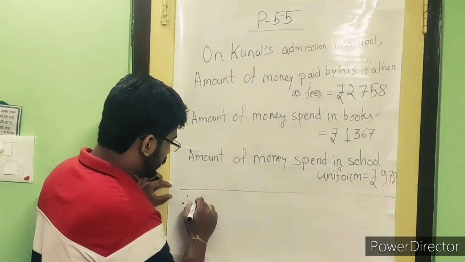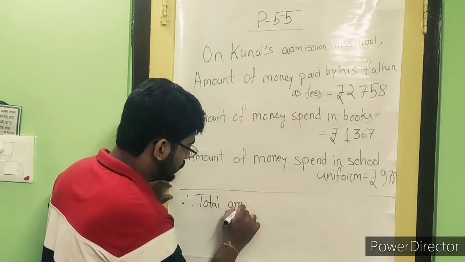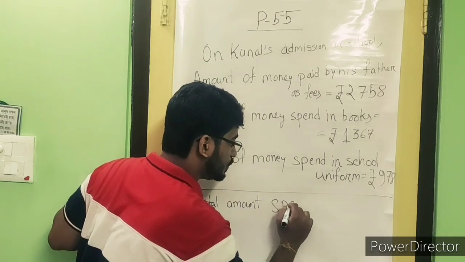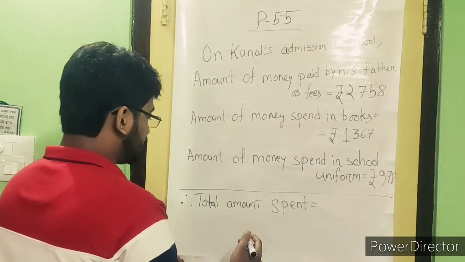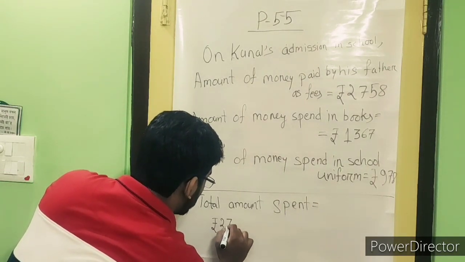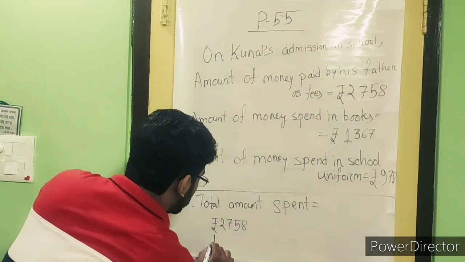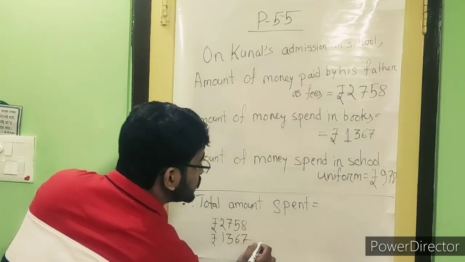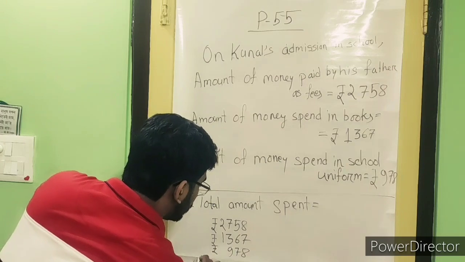Therefore, total amount spent equals to, now we will do the calculation separately. 2758, 1367 and rupees 978.